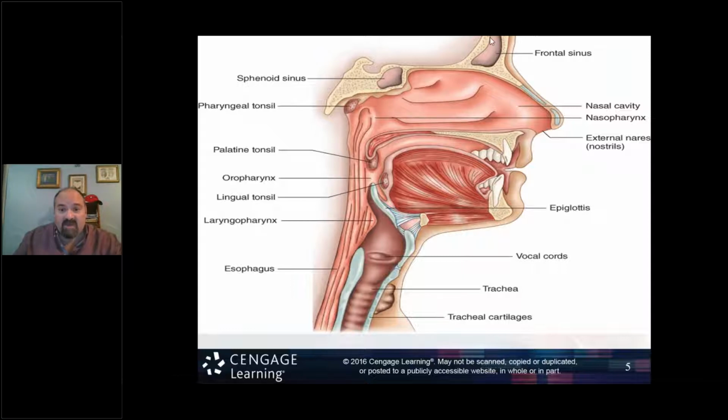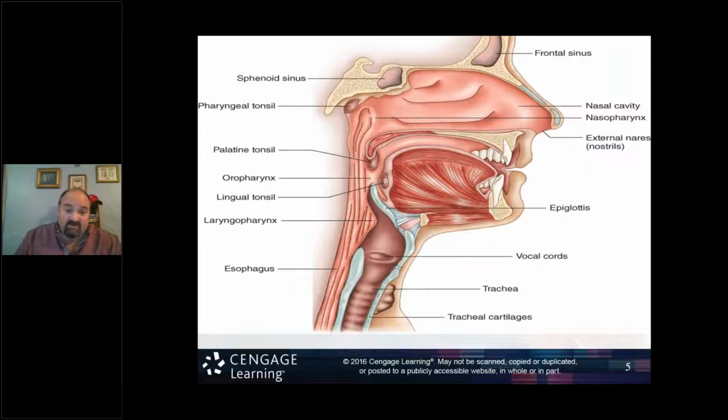But you'll see here that we have, all right, here we go. We have the nasal cavity, we have the oral cavity, we have the naso-, oro-, and laryngopharynx, the throat, okay? Common pathway for food and air.